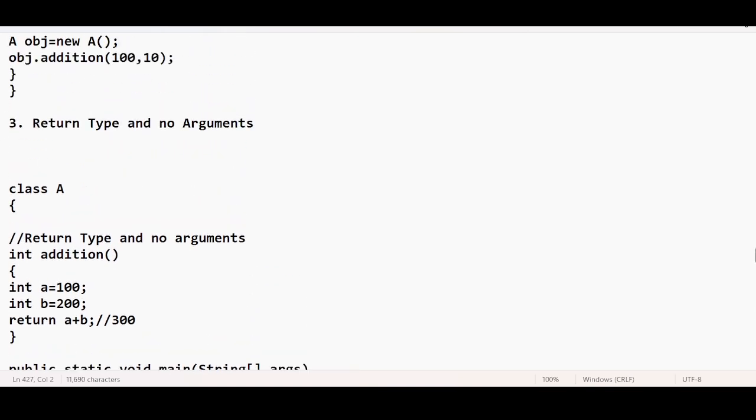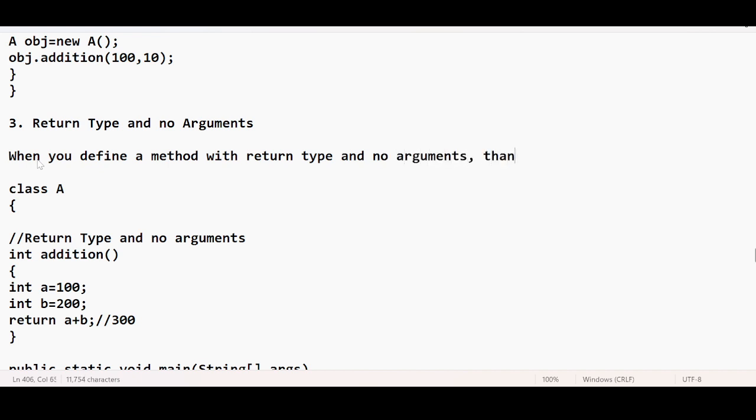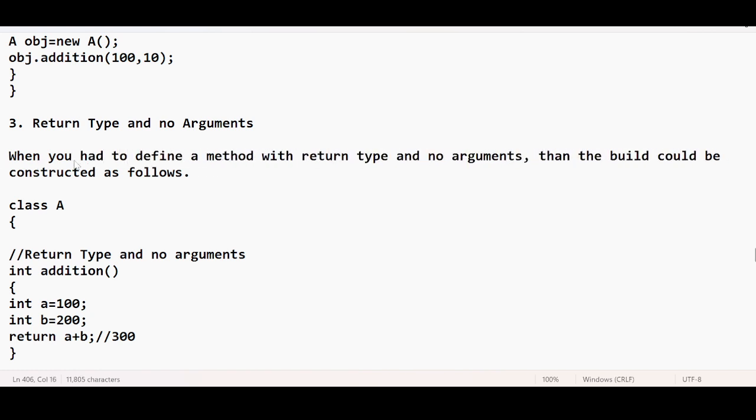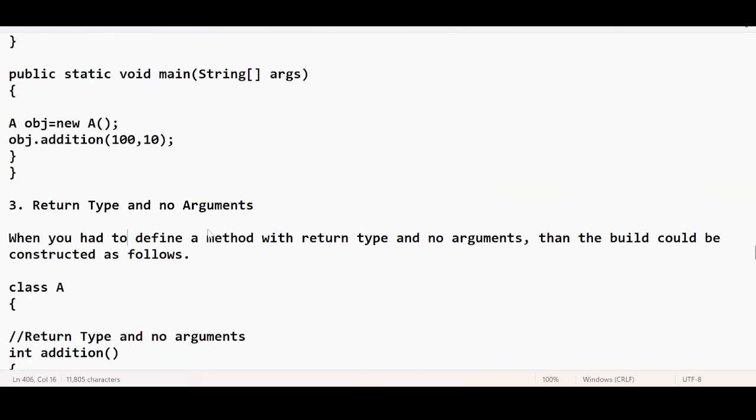So the definition can be, it's a very straightforward definition. When you define a method with return type and no arguments, then the method could be constructed as follows. Making sense?